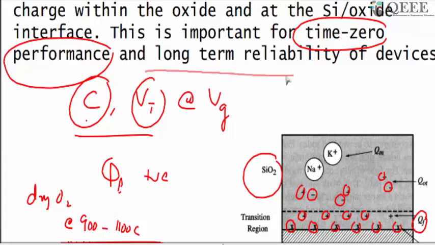Another important problem is that it may affect the long term reliability of the device. You may have a very good device at t equal to 0, but as t progresses, the device undergoes something known as stress, some kind of electrical stress, just like students feel stress for an exam. Because you are continuously operating this device, it undergoes this stress.